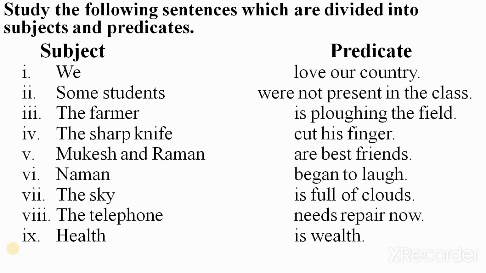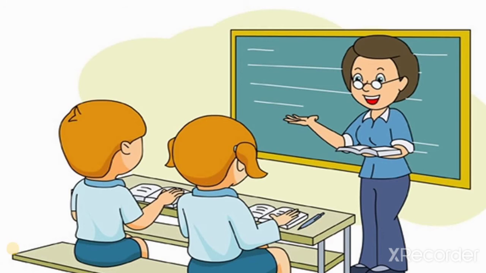Mukesh and Raman are best friends. Sometimes in one sentence there are more than one subject, just like it. So here in this sentence, Mukesh and Raman, they both are the subject of the sentence. And are best friends is your predicate. Naman began to laugh. Naman is the subject, began to laugh is your predicate. The sky is full of clouds. The sky is the subject, is full of clouds is your predicate. The telephone needs repair now. The telephone is the subject, needs repair now is your predicate. Health is wealth. Health is the subject, is wealth is your predicate. Hopefully, you understood the parts of sentences.